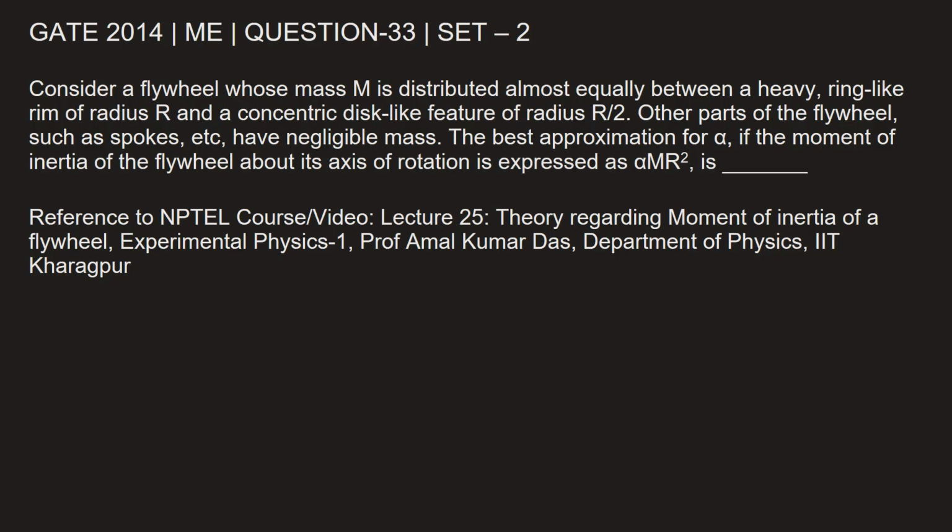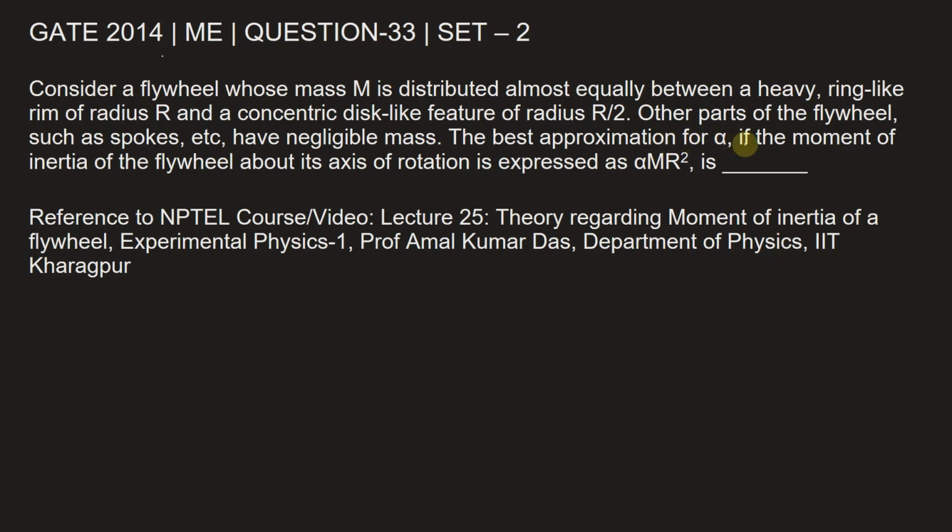This question is from GATE 2014 Mechanical Engineering paper, set 2, question number 33. Consider a flywheel whose mass M is distributed almost equally between a heavy ring-like rim of radius R and a concentric disc-like feature of radius R by 2.